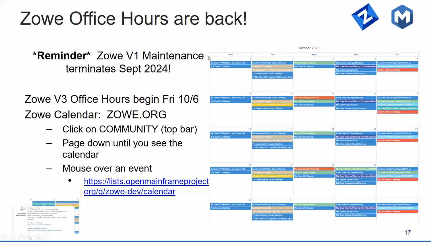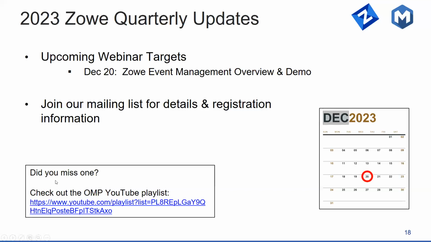And Jen, just another reminder that the Zowe V1 release has been in maintenance since we introduced Zowe V2. It will be terminating maintenance next year at this time. So end of September 2024, Zowe V1 will be ending maintenance in the community. So we do want to encourage all of you to upgrade to V2 and ultimately V3 when we release that early next year.